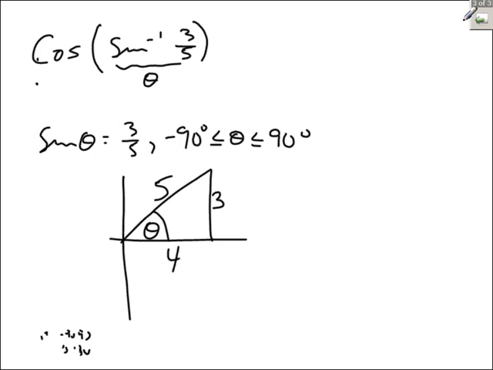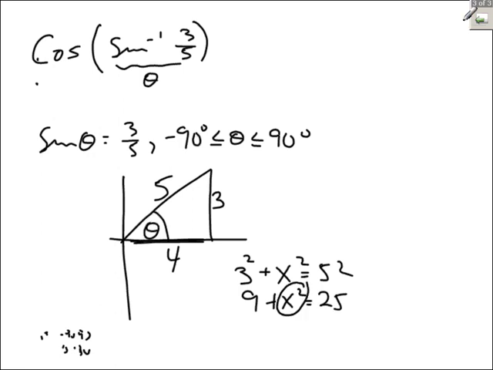And you should recognize that 3, 4, 5, right triangle. If you don't, call it x. 3 squared plus x squared is 5 squared. 9 plus x squared is 25. So x squared must be 16. 9 plus 16 is 25. So x squared is 16, which means x is plus or minus 4. It's plus 4 because we're going to the right.